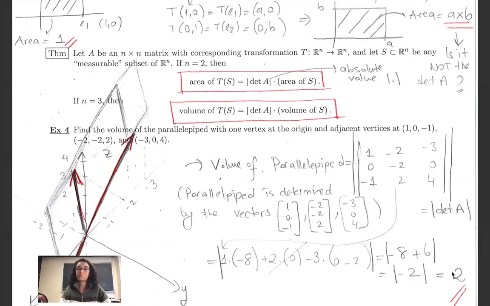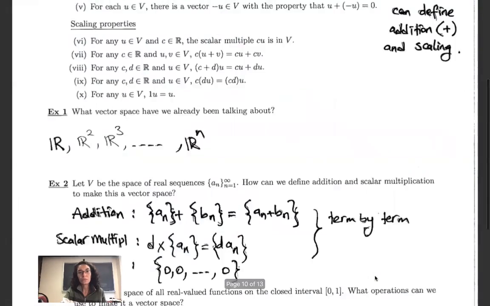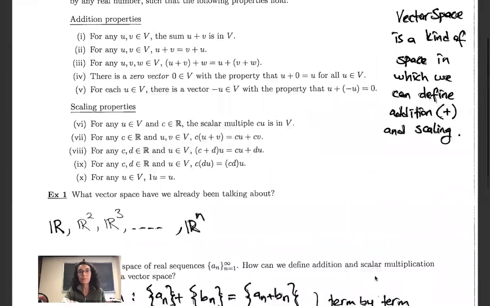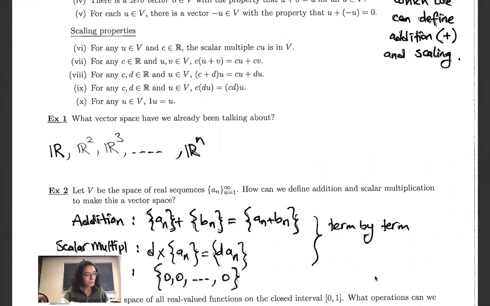All right, so I think, let me check, we are done with the determinants. Yes. Let me check what time it is. Still we have time. We can start the vector spaces.